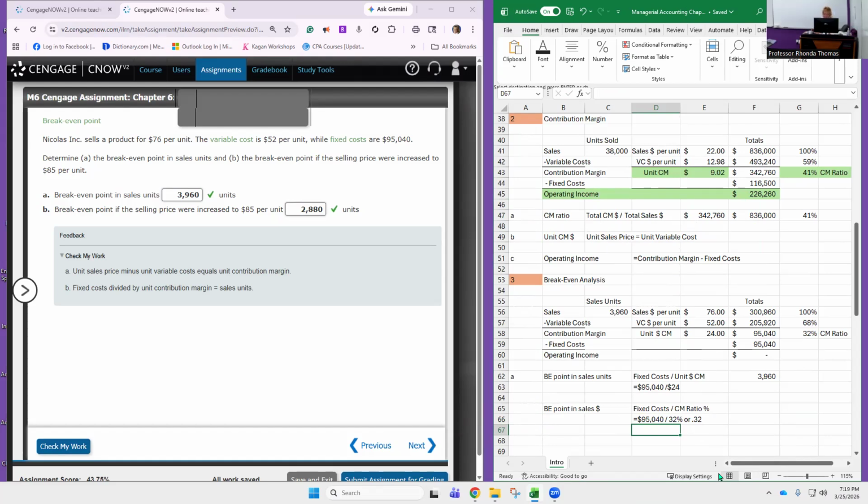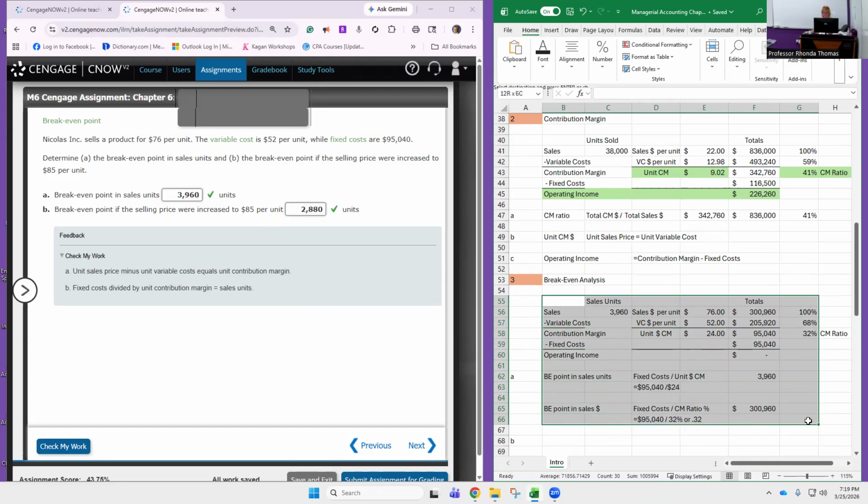Now, you could easily just take your units times your sales price, but I also want to show you that you can find it this way too. So we take the fixed costs and divide by our contribution margin ratio. And hey, there's the dollars that we just found. All right, now we're going on to B. B says, what if we took this analysis and stuck in a different sales price? Now that we've kind of got this down, let's see what we can do.